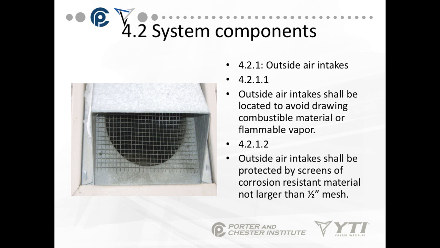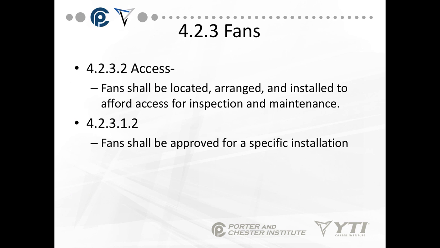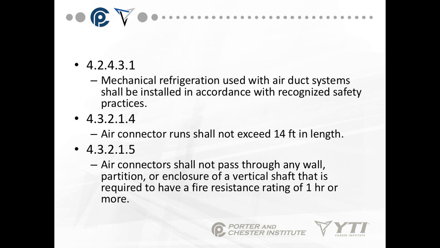So, system components. We start off with outside air intake. They have to be located to avoid drawing combustible or flammable material. 4.2.1.2 says outdoor intakes shall be protected by screens of corrosion-resistant material no larger than half-inch mesh. In other words, we have to prevent large objects from being sucked into the system. That includes animals. Fans shall be located, arranged, and installed to afford access for inspection and maintenance, and fans shall be approved for the specific installation.